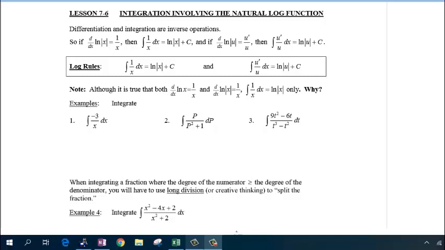Okay, lesson 7.6. This is the end of the unit. We've done derivatives, so guess what's next? You betcha. Integration involving the natural log function.